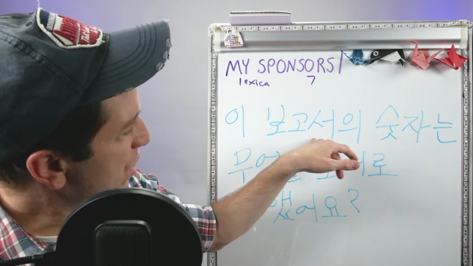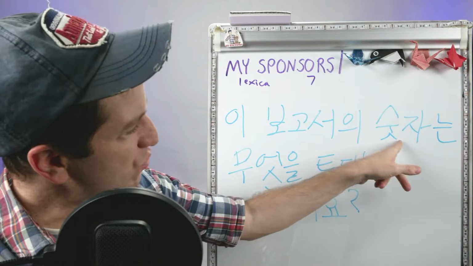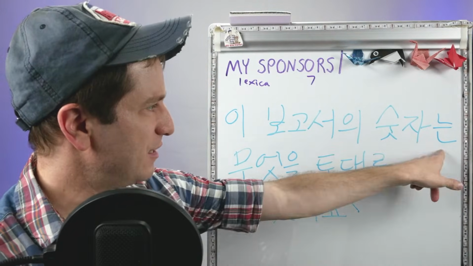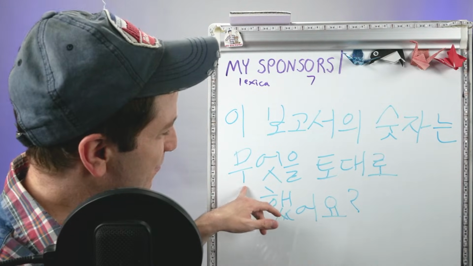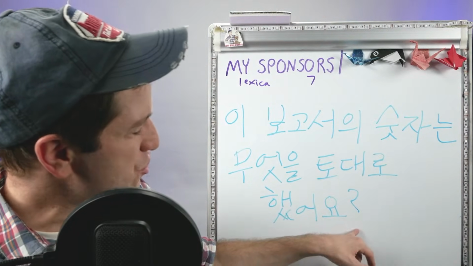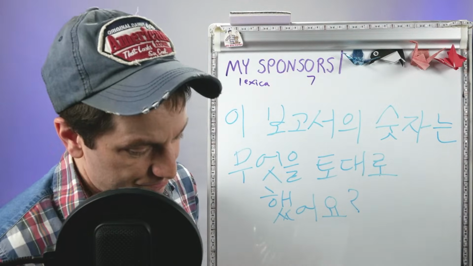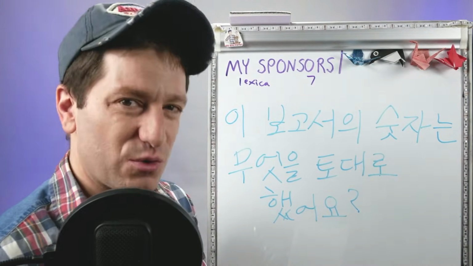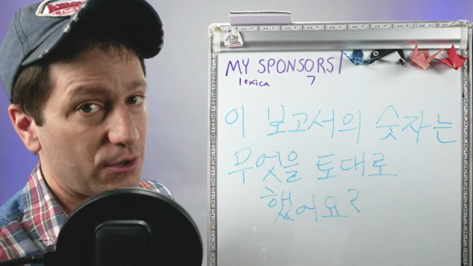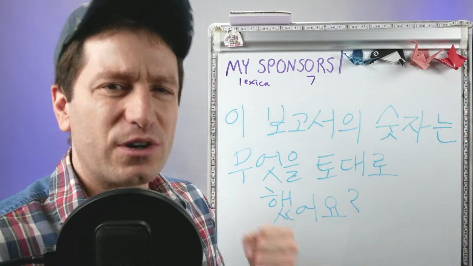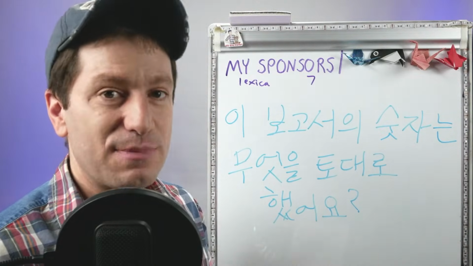이 보고서. 보고서 is a report. So this report, a 숫자. So the numbers of this report. 는. So let's talk about the numbers of this report for a second, okay? 무엇을 토대로 했어요? So what did you base them on? So the numbers in this report, what did you base the numbers of this report on? Is what it's saying. Again, 바탕으로. You could have said 바탕으로, like what are they founded on? What are they based on? What's their ground? It's an abstract word if you use 바탕 because it has many meanings.